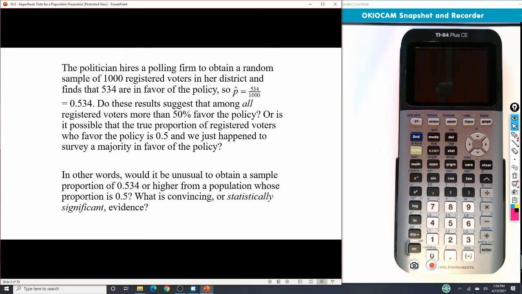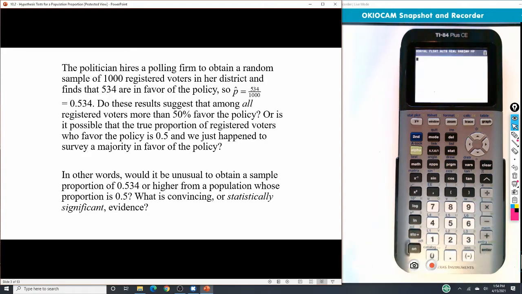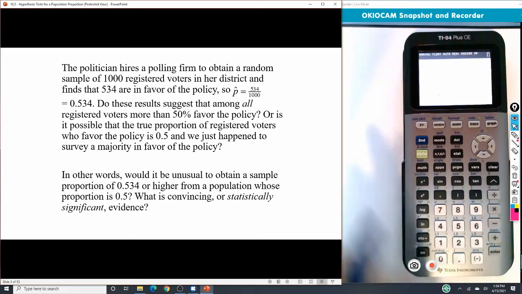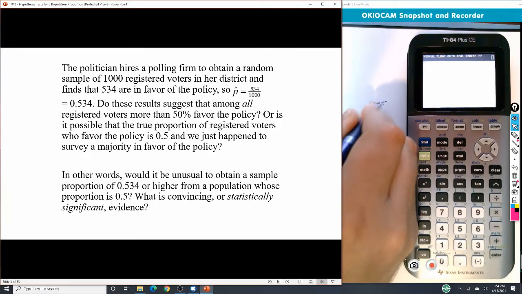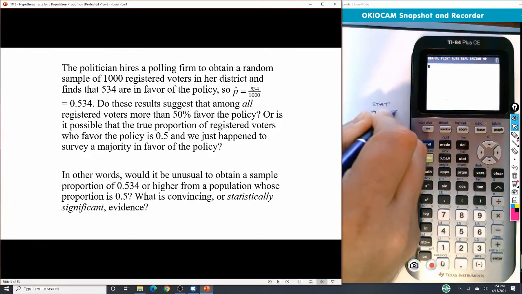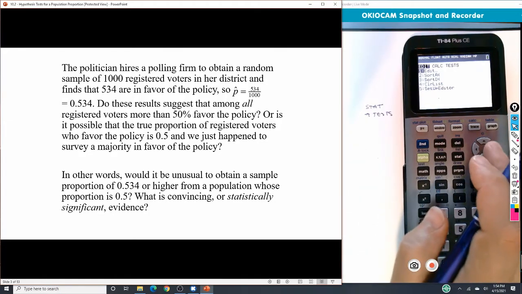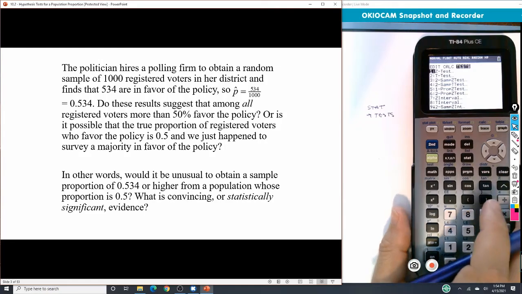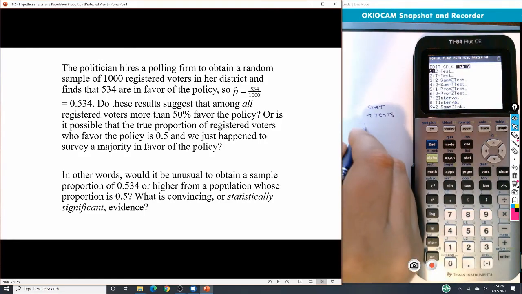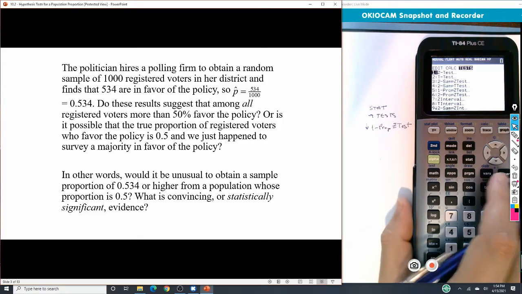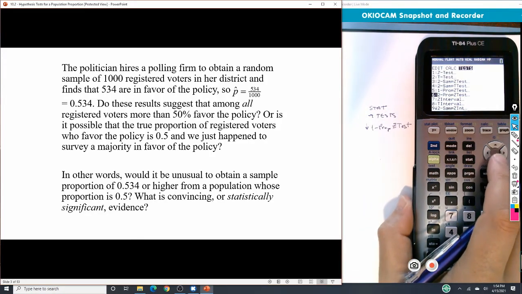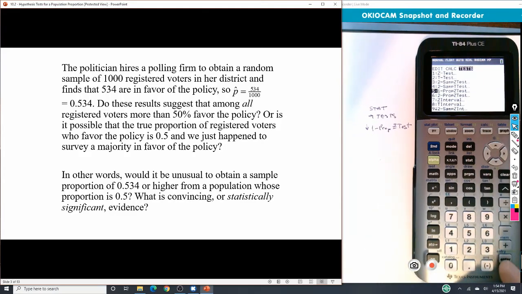All right, so here we are. Again, we have all these pieces. So let's turn our calculator on. We need to go to stat, and then over to tests. So we're going to do stat, over to tests, and then we're going to go down to 1-PropZTest. Number 5 on my calculator.